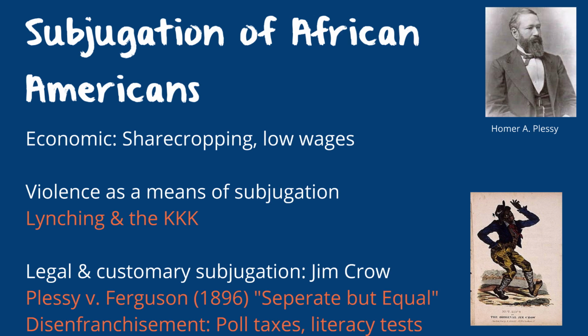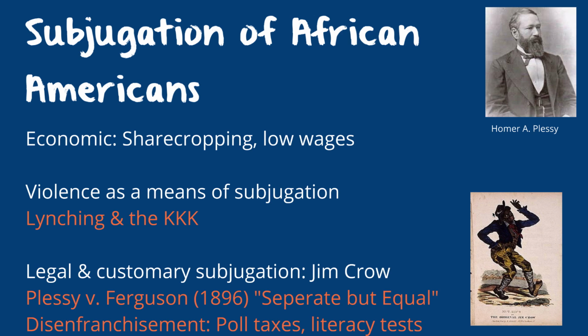Now, Homer Plessy, right, you see the picture of the man right there. He was one-eighth black, right? He had black ancestry. He could probably pass for white. But people knew him and they knew about his ancestry. And the way that Jim Crow laws worked was that it didn't matter if you were white looking or if you passed white. If you had one drop of black blood, you were black.